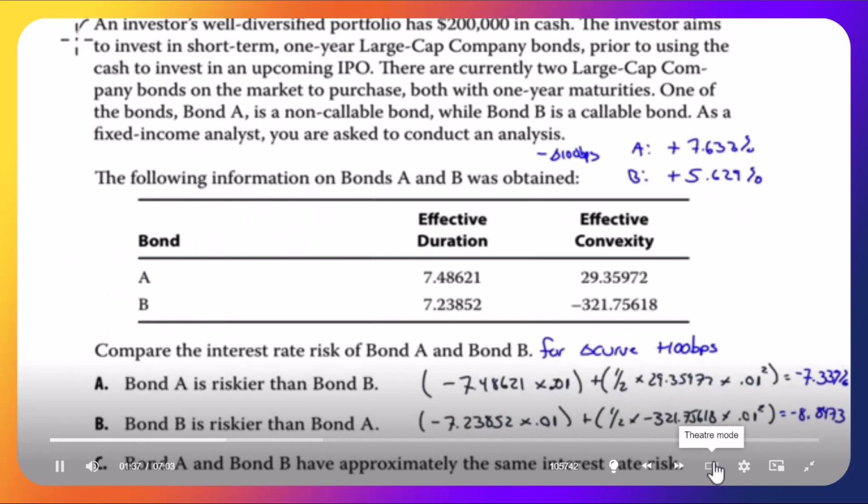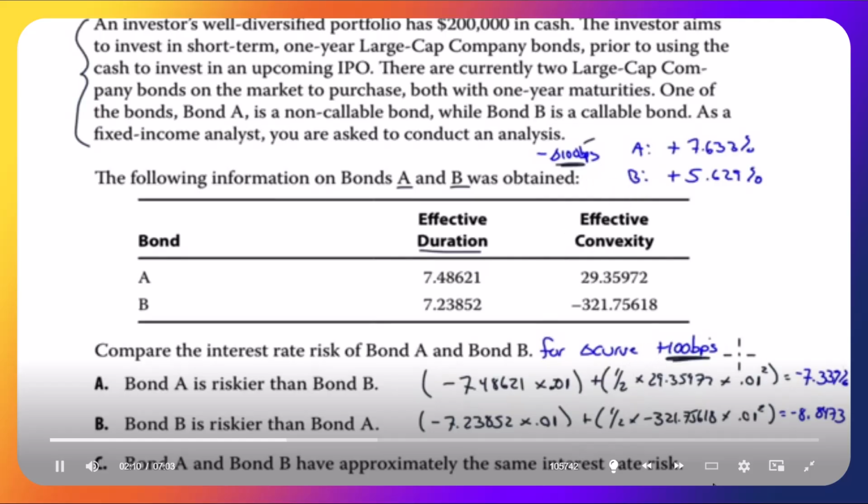All right, our narration at the top is basically the same. The following information on bonds A and B was obtained: effective duration and effective convexity for A and B. Compare the interest rate risk of A and B. Because we're not really told much, we're going to increase yields 100 basis points and we're going to decrease 100 basis points. The change in the curve will be 100 basis points because we have the effective duration for both.